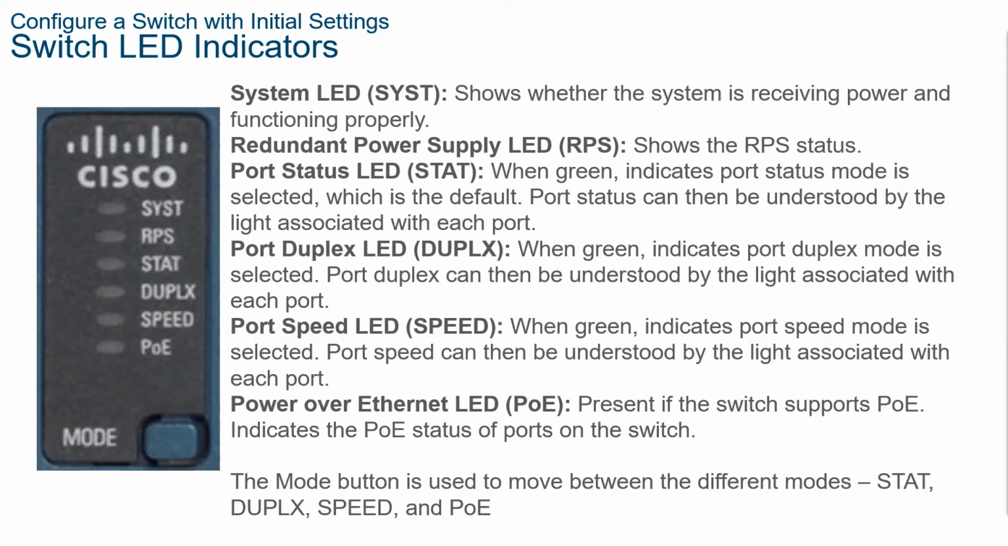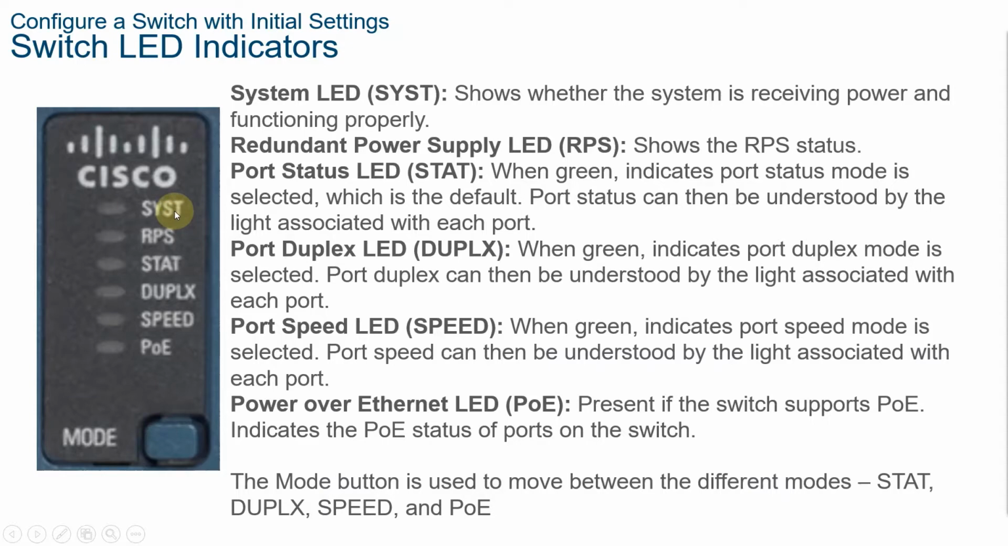Now we have here the mode button. This is used to toggle through port status, port duplex, port speed, and, if supported, the Power over Ethernet, or PoE, status on the port LEDs. So let's start with the system LED.